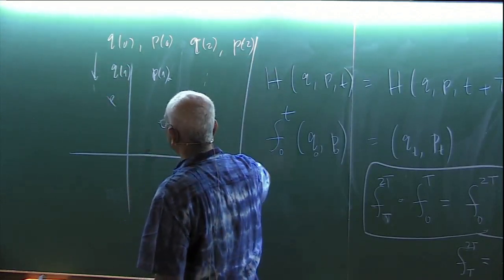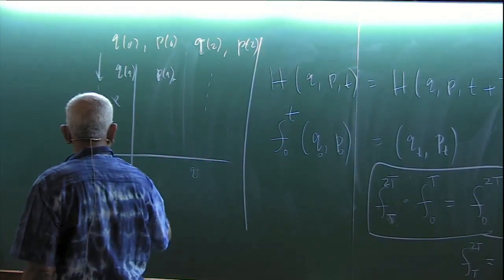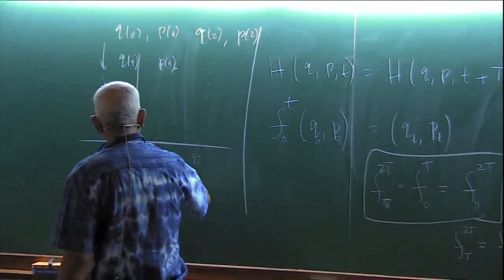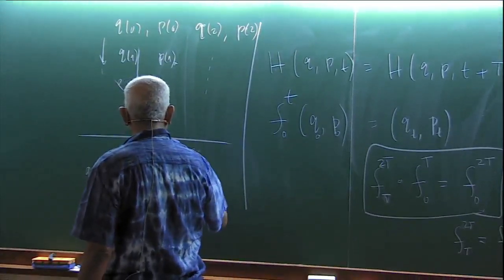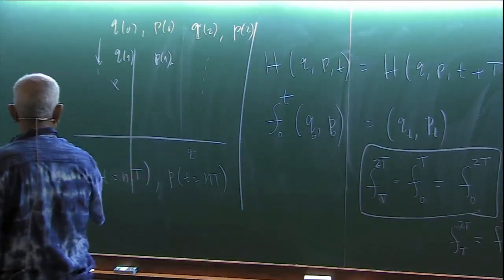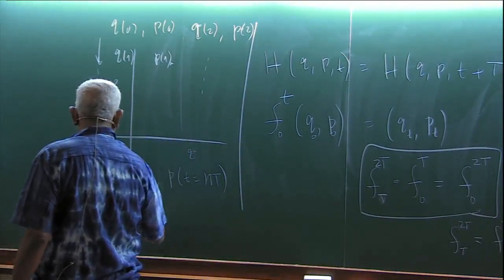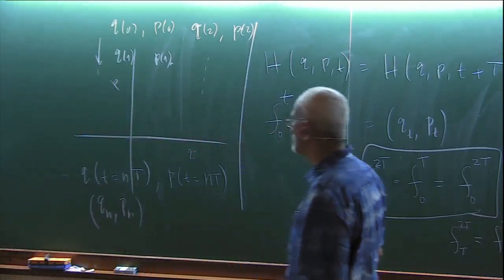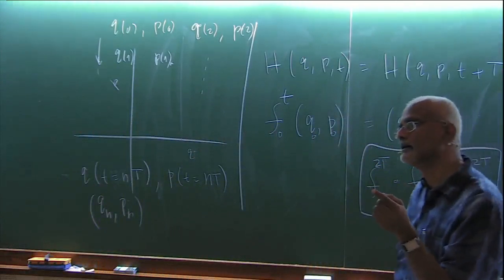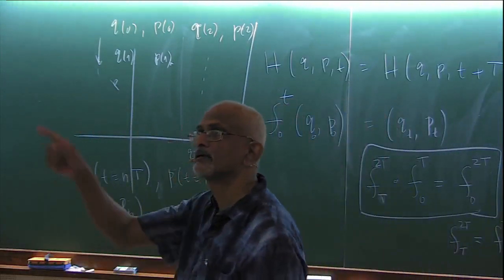So at every time, q at t equals n times the time period, monitor. So that is this n. So basically what we are writing is, this is being plotted, qn pn. qn pn is simply the position and momentum at every period of the forcing. Is that clear? Is that clear to everyone?